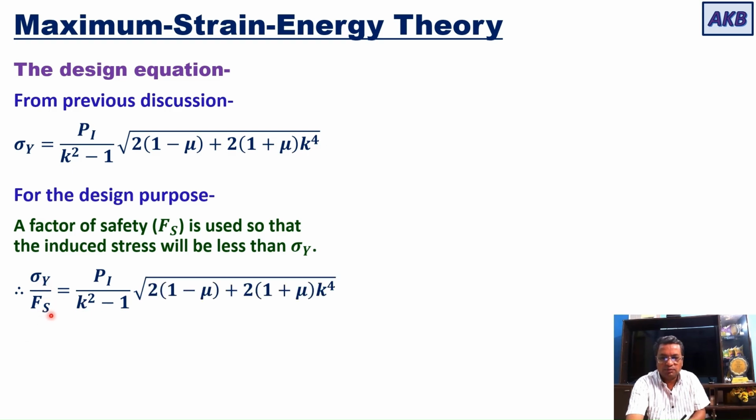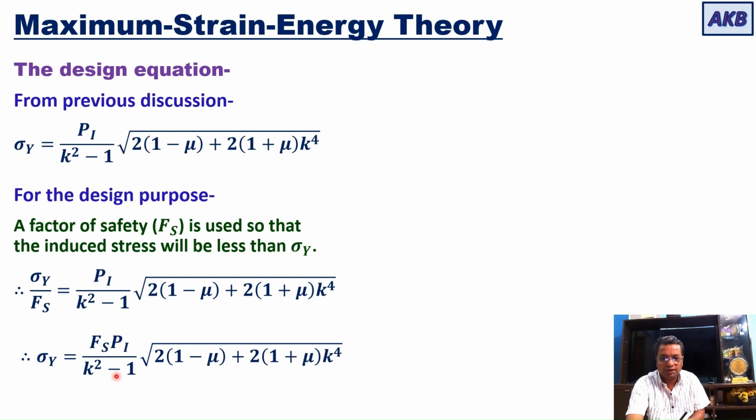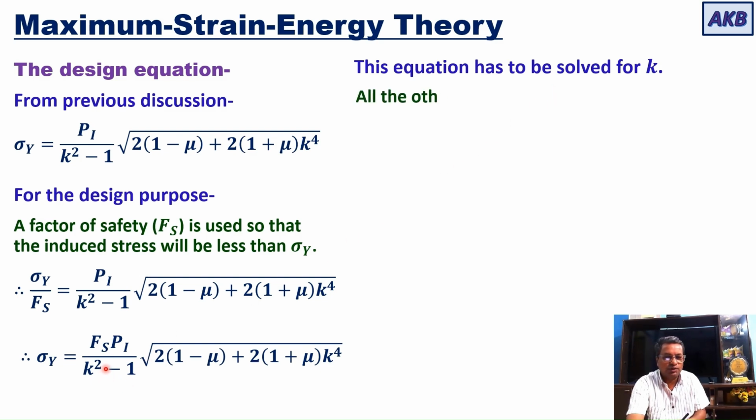So we are going to divide sigma y by Fs. That will give us sigma y upon Fs is equal to pi upon k square minus 1 into under root of 2 into 1 minus mu plus 2 into 1 plus mu k raised to 4. That is, sigma y is equal to Fs into pi upon k square minus 1 into under root of 2 into 1 minus mu plus 2 into 1 plus mu k raised to 4. This equation we will be solving to get k, because all other values, that is sigma y, Fs, pi and mu, will be known to us, and you can easily solve this equation to get the value of k.